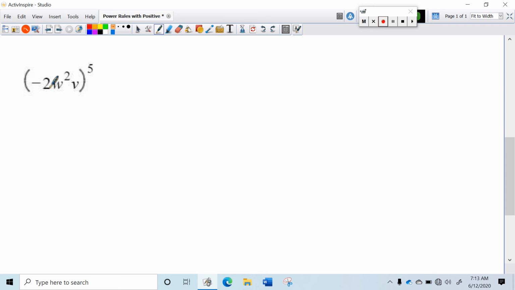Okay, the next one. The 2 gets an exponent of 1, and so does the V. So I'm going to have -2. 5 times 1 is 5. For my W, and actually I'm going to put that in parentheses because the negative is inside the original parentheses, so it's also going to be to the 5th power. For my W, 5 times 2 is 10. And for the V, 5 times 1 is 5.